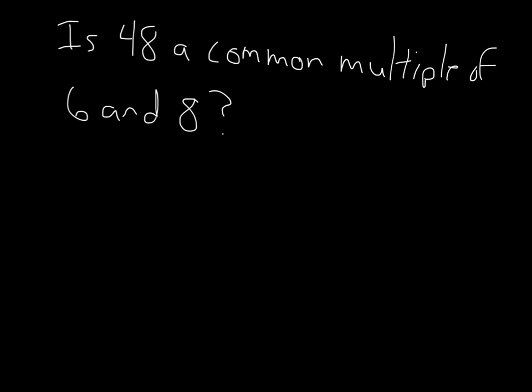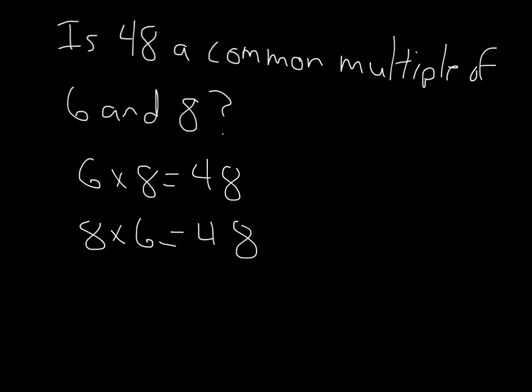And so if we're asking if 48 is a common multiple of 6 and 8, we're really just asking, is it a multiple of both? Well, we know that 48 is a multiple of 6 because 6 times 8 equals 48. And of course, it's a multiple of 8 because 8 times 6, that's the commutative property, we just flipped our problem, is also 48. So it is a common multiple of 6 and 8. A common multiple just means it's a multiple of both numbers. And so let me give you another problem to try on your own about common multiples to see if we're understanding this.